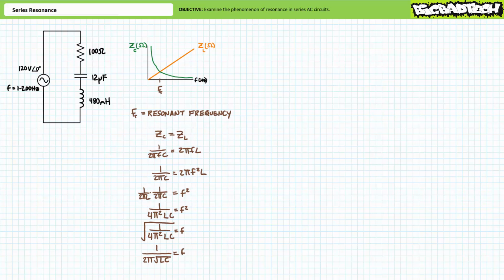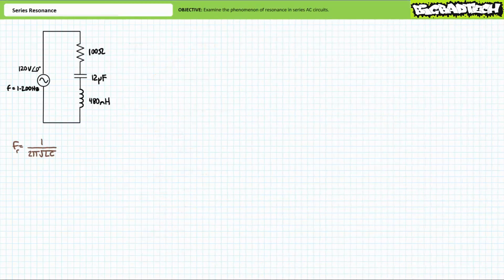Allow me to demonstrate. Consider the following series circuit consisting of a 100 ohm resistor, a 12 microfarad capacitor, and a 480 millihenry inductor. The source has an effective value of 120 volts and an excitation frequency that can be varied up to 200 Hz. What's the resonant frequency for this circuit?